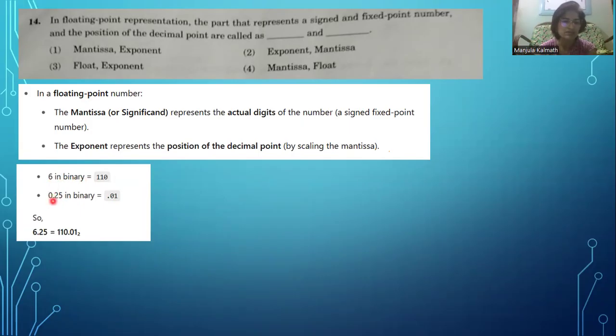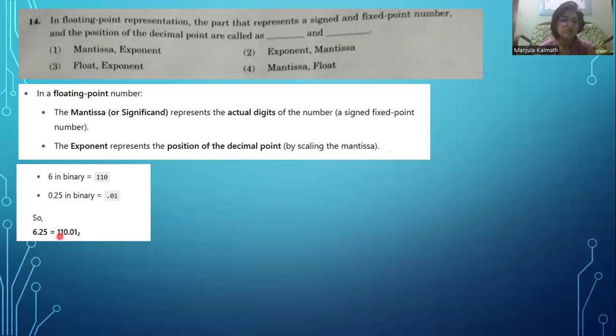Before the fractional point, whatever the value 0 or 1 that comes, we go on collecting. So this is 0.01. Here we have 6.25 converted into the binary format 110.01. Now this is the converted binary format of the fractional number.